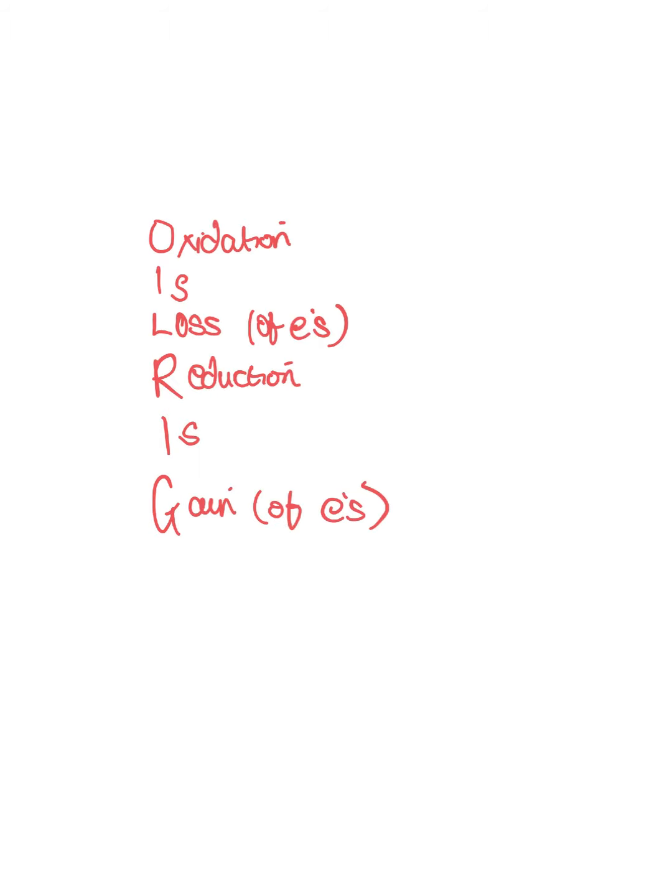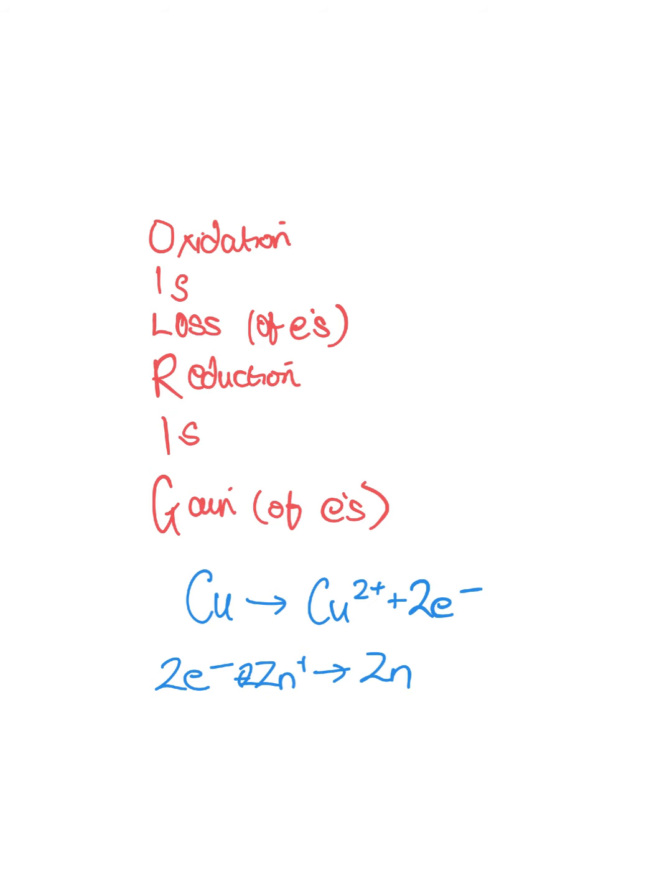Alright, so we're back in the world of redox. And yesterday we learned about a little acronym called OILRIG, which stands for oxidation is loss of electrons and reduction is gain. So the types of reactions we saw yesterday looked a little something like this. And these are called half equations because they show half of what's going on in the reaction.